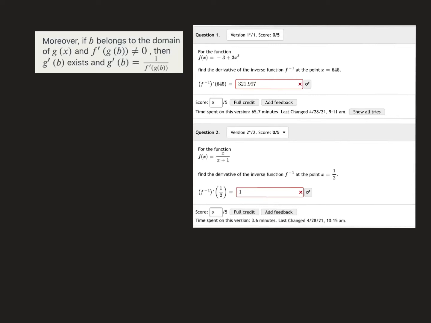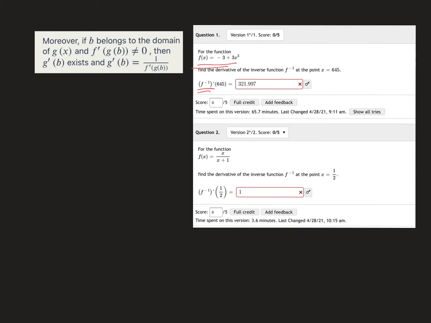All right, so there are two ways that we can do this problem, and you're welcome to do it either way. The first way is to actually find our inverse function. So here's f of x. To find its inverse, you would switch the x and the y, and then solve for y in terms of x. Then you would need to take the derivative of it because we're looking for f inverse prime. So you'd take the derivative, and then plug 645 into that. That's perfectly fine if that's the way you want to do it.